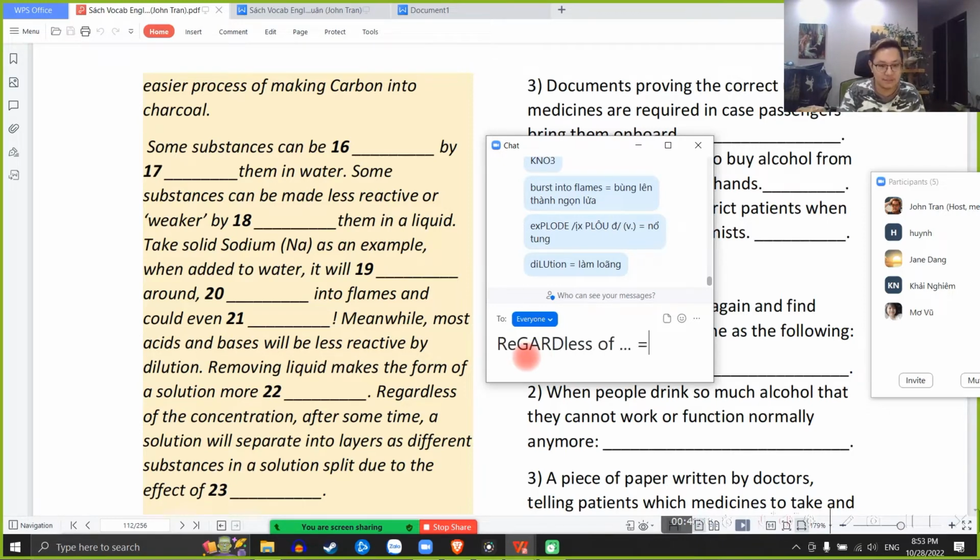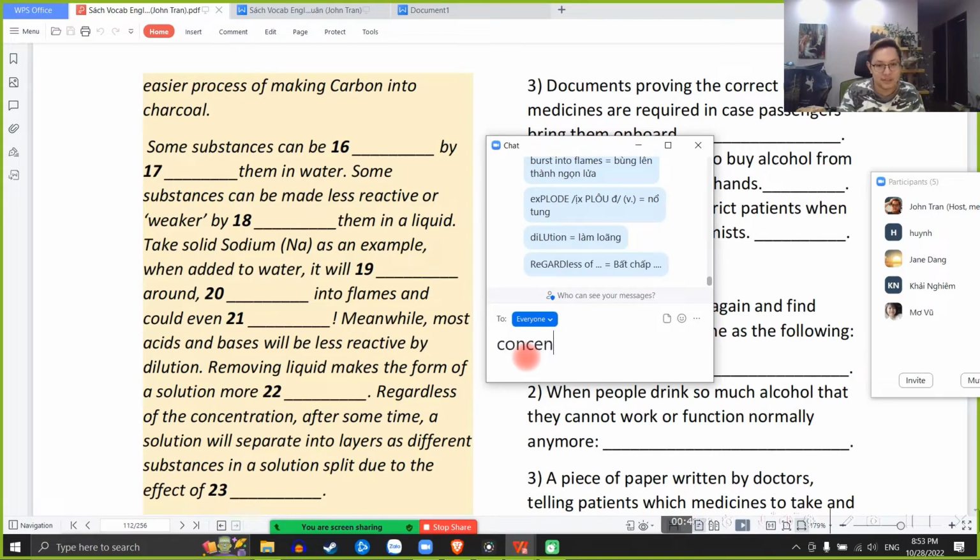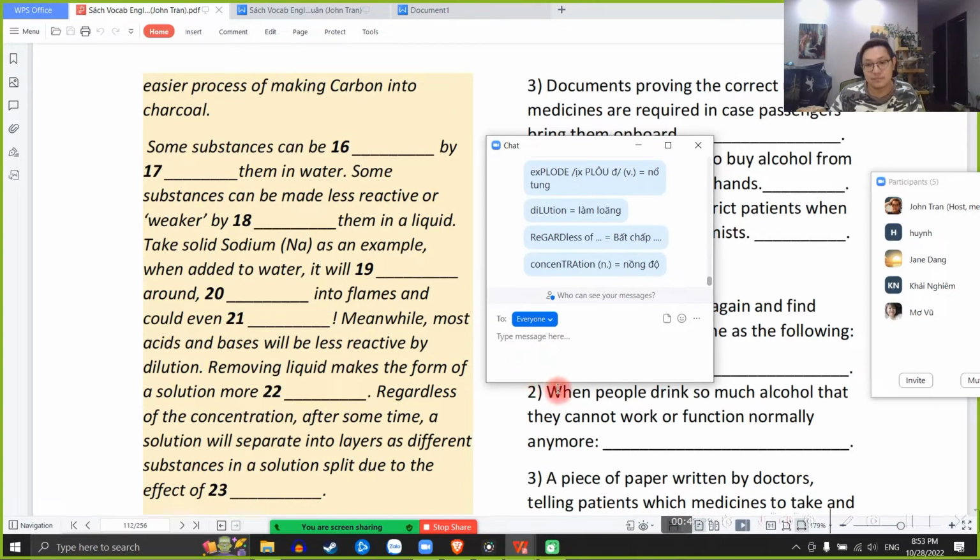Regardless of cái gì đó, bất chấp cái gì đó, bất chấp cái concentration ở đây có nghĩa là gì? Nồng độ. Bất chấp cái nồng độ, chứ không phải tập trung đâu nha. Trong trường hợp này là sự đậm đặc nồng độ. Bất chấp cái nồng độ concentration, sau một khoảng thời gian, a solution will separate into layers. Sau một khoảng thời gian thì một cái dung dịch nó sẽ tách ra thành những cái lớp.